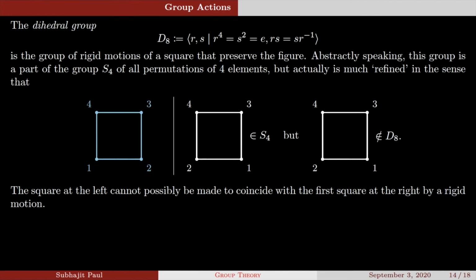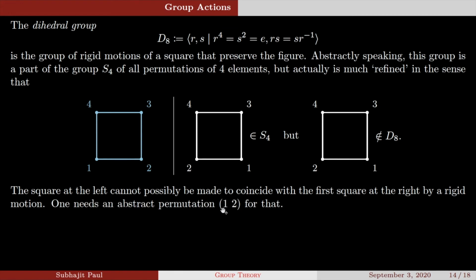If we translate, we know that in the case of translation there is no fixed point. So there is no way that the translated figure will coincide with the original figure. Since we are talking about symmetries of the square, rigid motions that preserve the figure at that particular place, the translation is out of the question. So the only possible rigid motions we have are rotation and reflection. The square at the left, my original square 1 2 3 4, cannot possibly be made to coincide with the square at the right by a rigid motion.